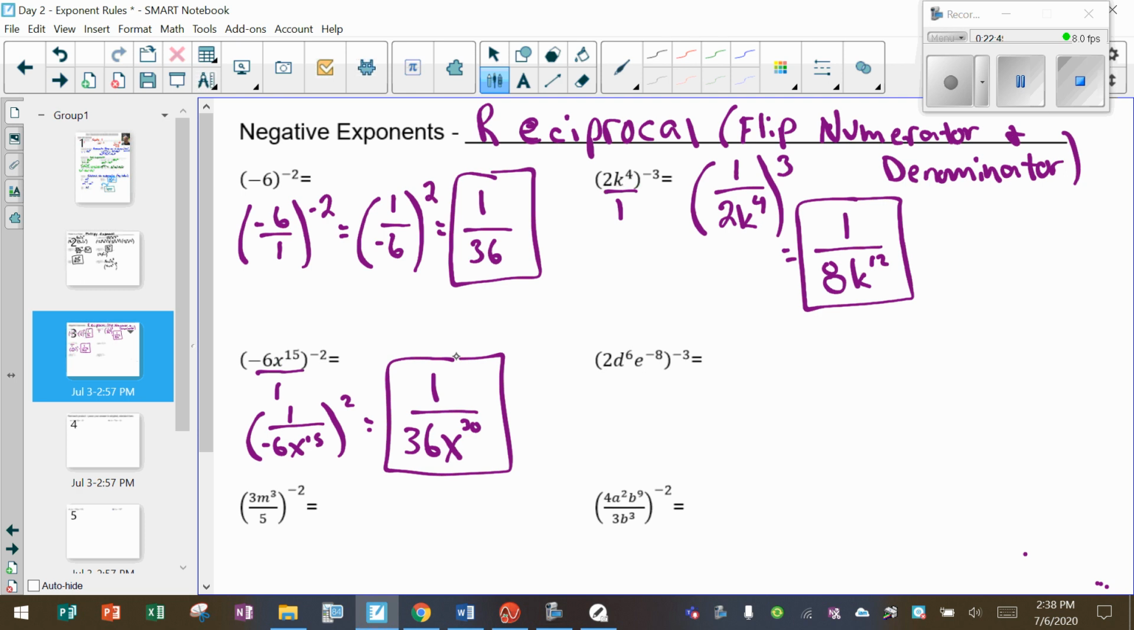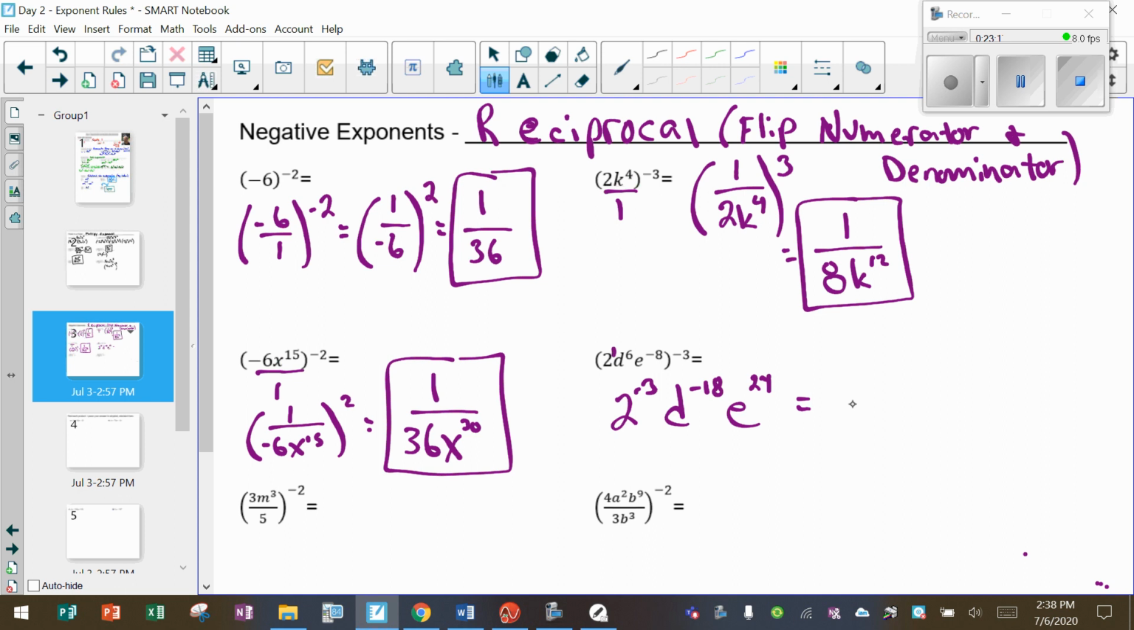We can use the power to a power rule first to try to make this easier if you want. So I would have to distribute the exponent of negative 3 to each of the exponents inside. Now remember, this 2 has a hidden exponent of positive 1, so this becomes 2 to the negative 3, d to the negative 18th, and e to the positive 24th.